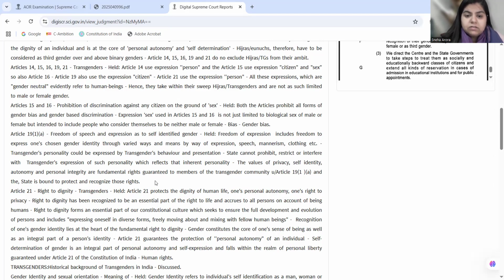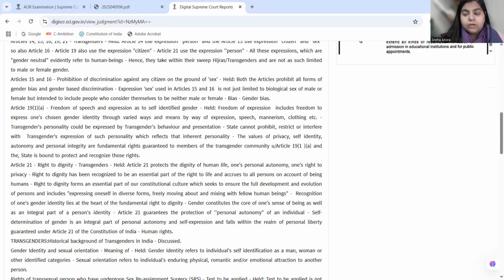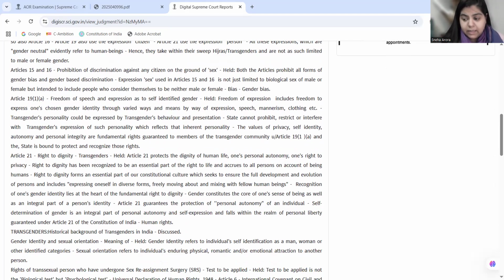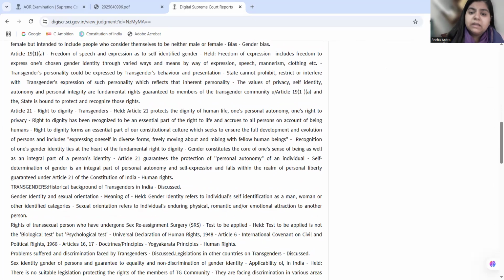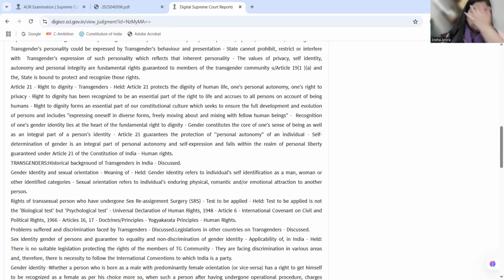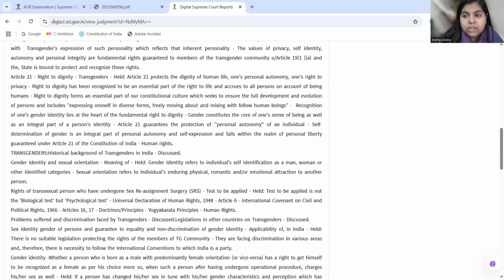its verdict in NALSA versus Union of India is recognizing transgenders as third gender in the realm of constitutional law, or in the realm of transgender jurisprudence or gender jurisprudence, let's say, in India. Okay, so it upholds the value of privacy, self identity, autonomy, and personal integrity of the members of transgender community, upholding their rights under Article 19(1)(a), which is the freedom of expression, and Article 21, which is the right to dignity.